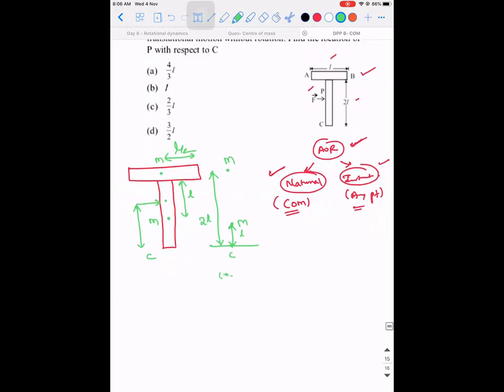So this point is origin. What will be the coordinate of this point? 0, L, and this point will be 0, 2L. Now can you find out? The y coordinate of center of mass will be m into L plus m into 2L divided by 2m. So 3mL divided by 2m, the m will get cancelled. It will be 3L divided by 2.